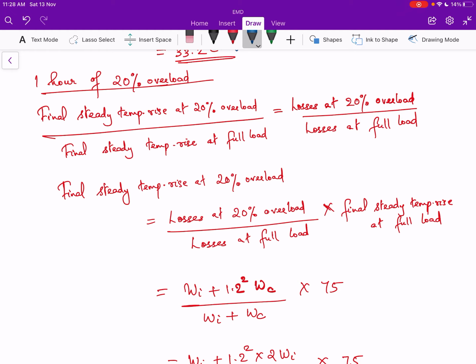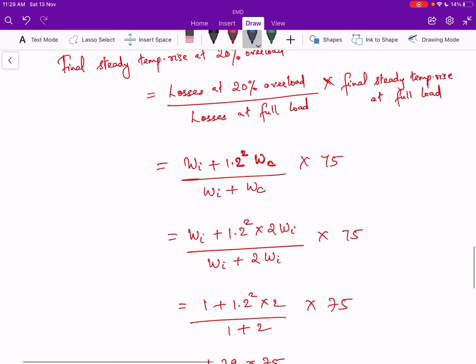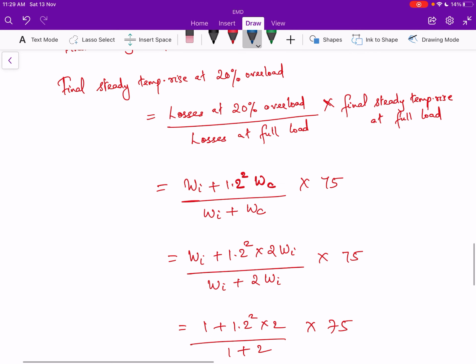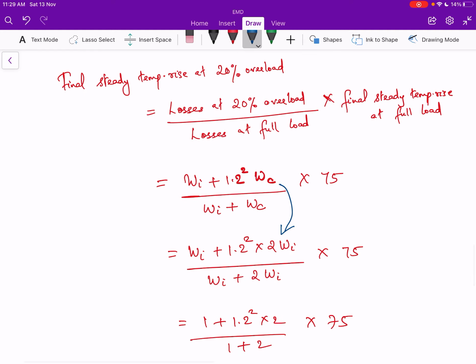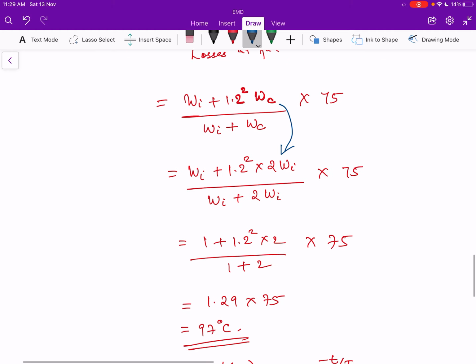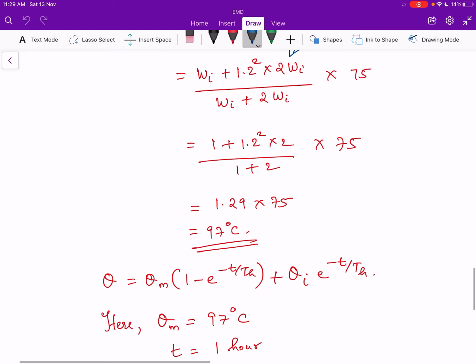So we can write the losses at 20% overload as Wi plus 1.2 square Wc, and the losses at full load is Wi plus Wc. So we can find the final steady temperature rise at 20% overload, and it is given in the question that the copper loss at full load is twice the iron loss. So we can substitute that over here, and we'll get the final steady temperature rise at 20% overload as 97 degrees Celsius.